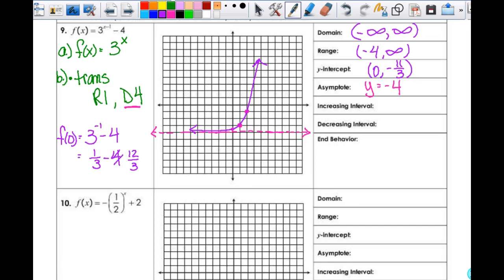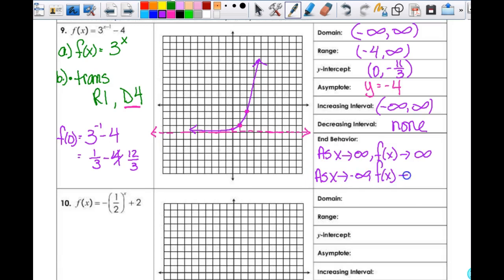Am I increasing anywhere? Everywhere, right? So negative infinity to infinity, and then none here. It'll always be one or the other on that. And then my end behavior, as x approaches infinity, f of x approaches infinity. As x approaches negative infinity, f of x approaches what? -4. Okay, everybody good with that?